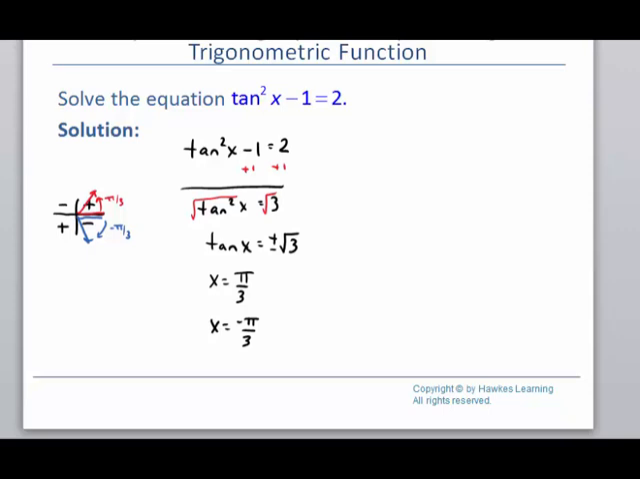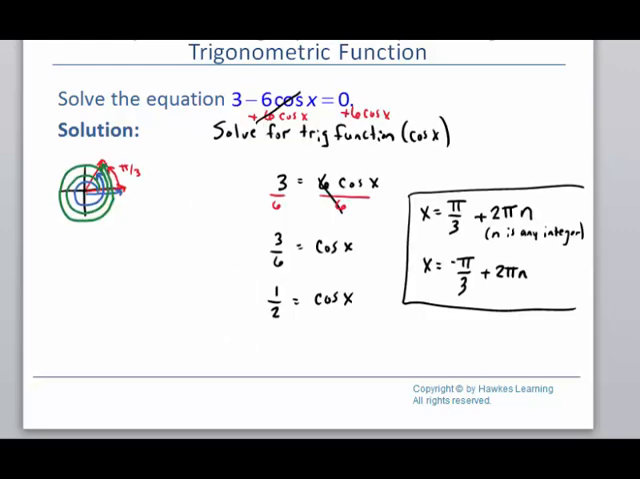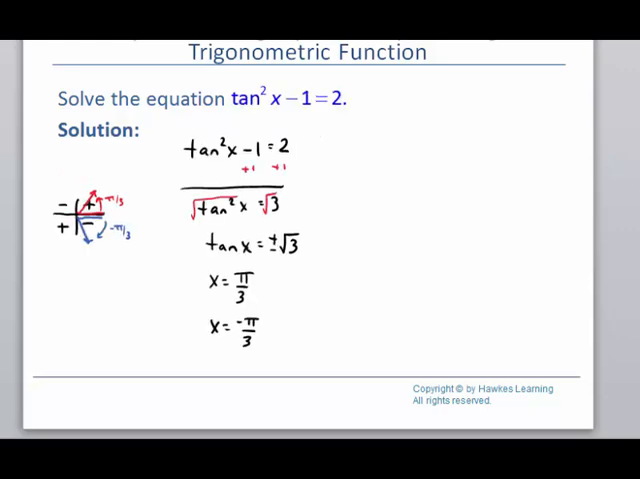Now, keep in mind that the period on the tangent function is pi. The period on the sine and the cosine function, like we saw in the last example, was 2 pi. Okay, so remember that we added the 2 pi because that was the period for the cosine function. So if we're talking about the tangent function, we're going to be adding pi times n.